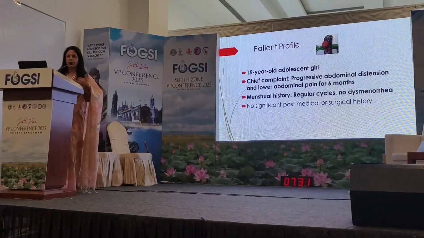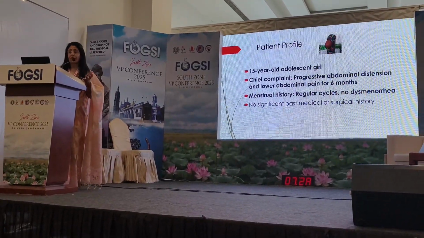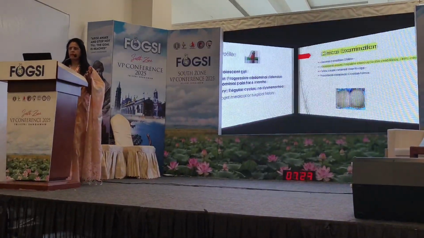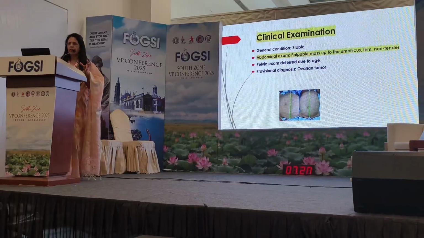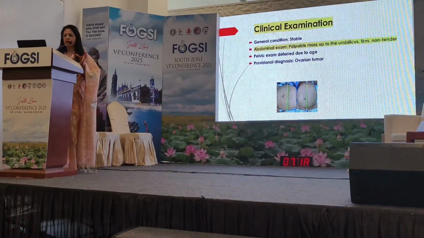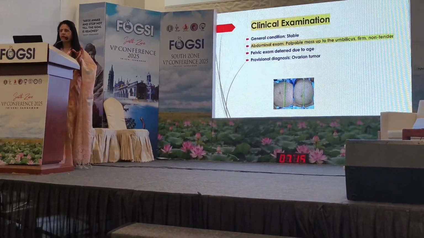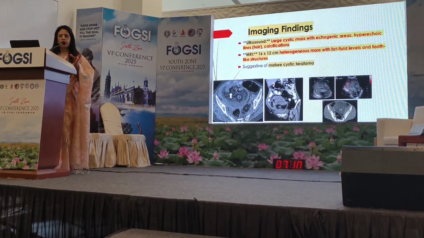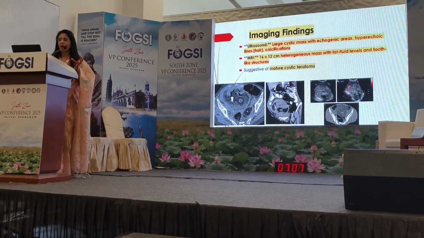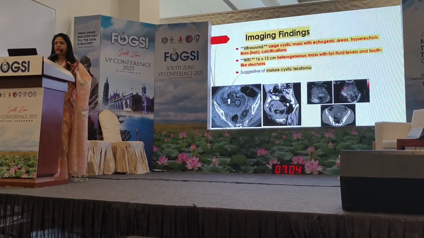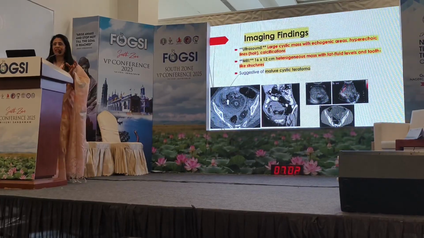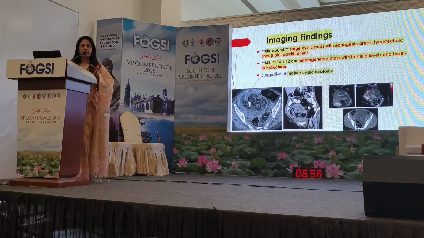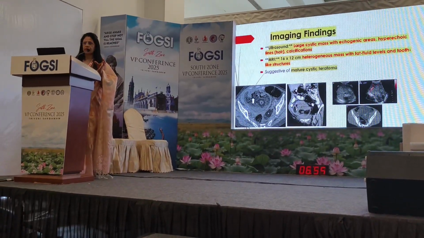The patient was 15 years old. Her chief complaint was progressive abdominal distension and lower abdominal pain for the last 6 months, and no other important history. On abdominal examination, there was a palpable abdominal mass reaching up to the umbilicus, firm and non-tender. On ultrasound, we found a large cystic mass with echogenic areas, a hyperechoic line showing here, and calcification. MRI was also in the same favor.